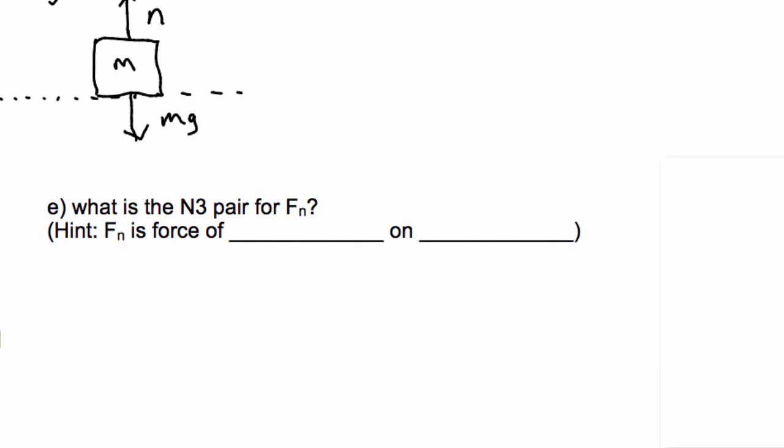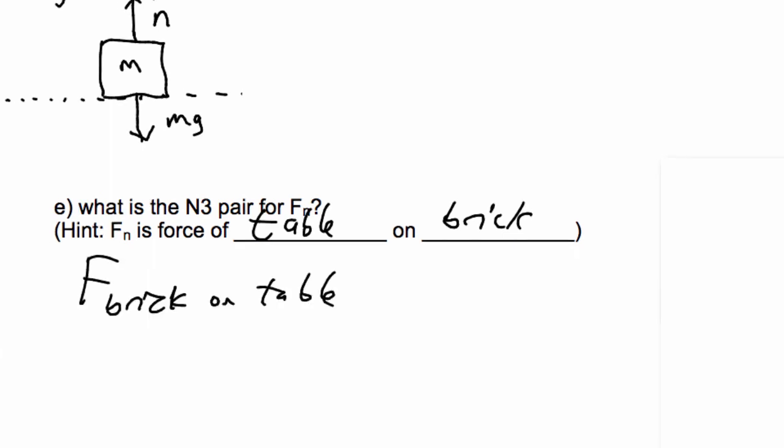What's the N3 pair for the normal force, which again I've symbolized with a little n? Hint, you've got to figure out what the two objects are. The normal force is the force of the table on the brick. The Newton's third law pair for the table on the brick, well, that's easy. It's the force of the brick on the table. The brick is pushing the table down, and if the legs can't handle it, the table will collapse. There are always exactly two objects in a Newton's third law reaction pair.